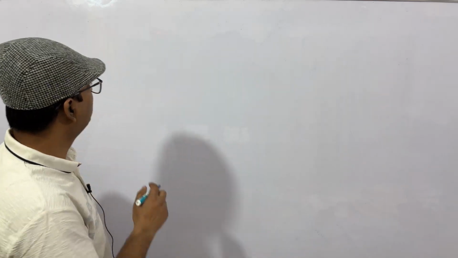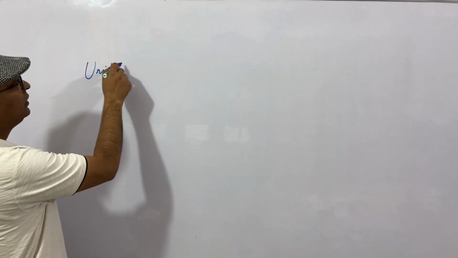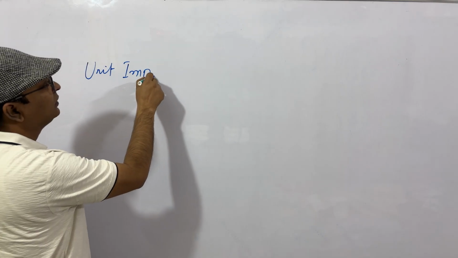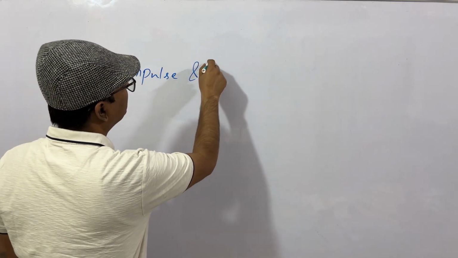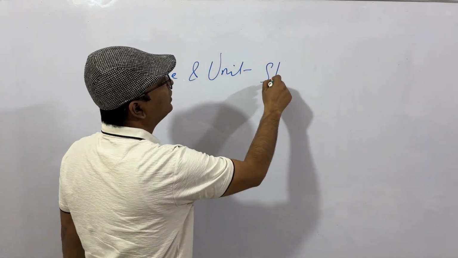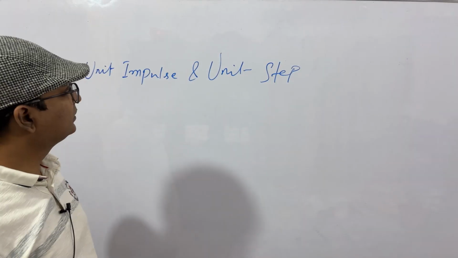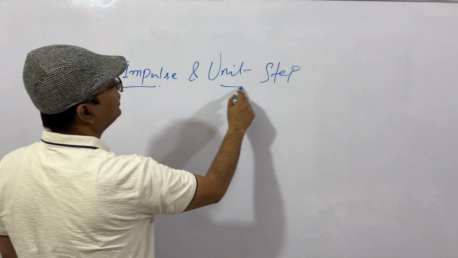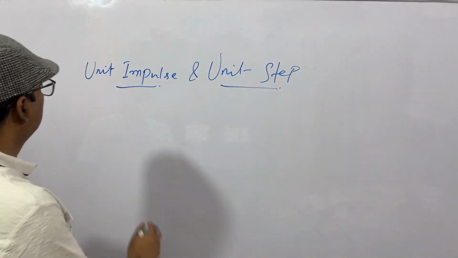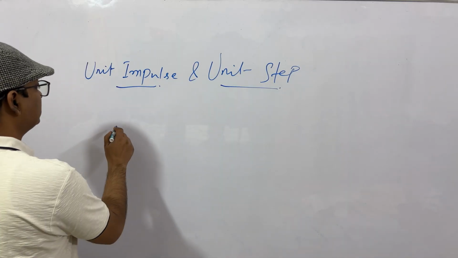Let's study unit impulse function and unit step function, both for continuous and discrete time signals. Okay, unit impulse and unit step function. Unit impulse, let's start with discrete system.